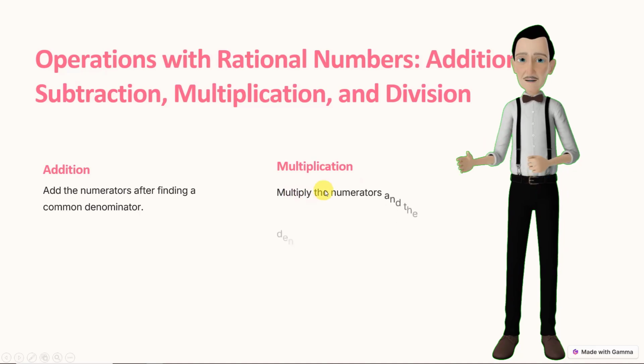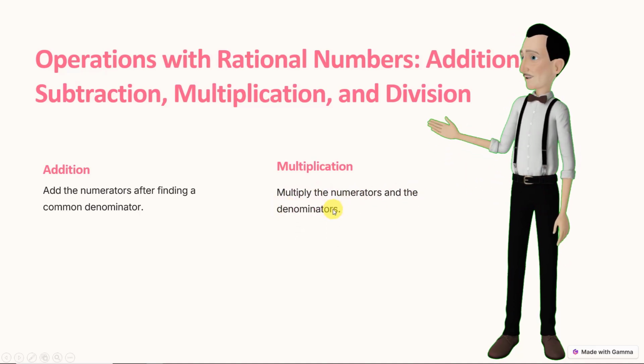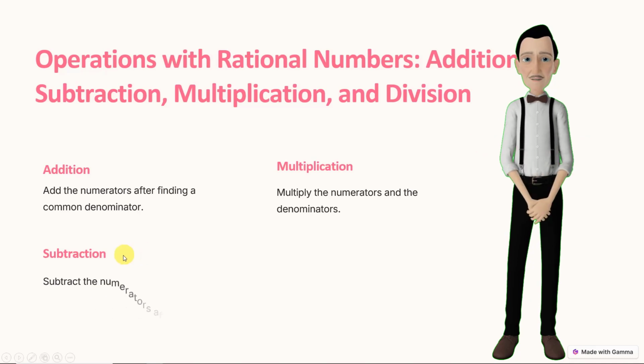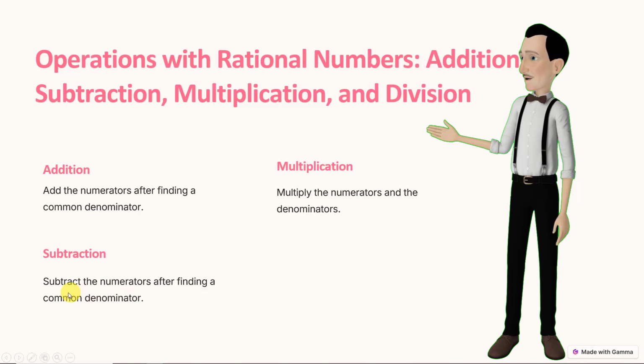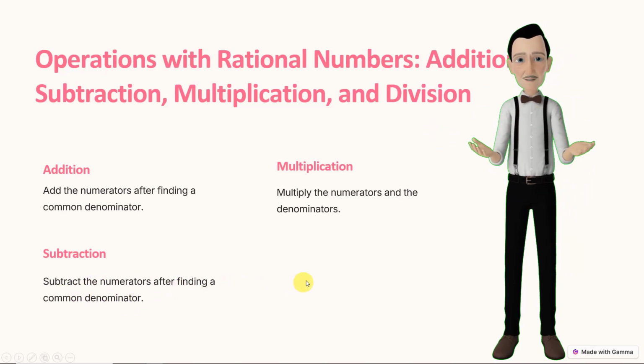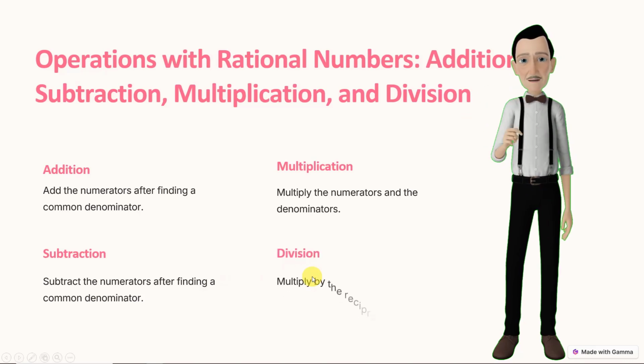Multiplication is a little bit different. You multiply the numerators and the denominators. That's very straightforward and quite simple. Subtraction is once again the same as addition. You need to find a common denominator, and again it will be the lowest common denominator. Then you can just subtract the numerators from each other. Very simple.